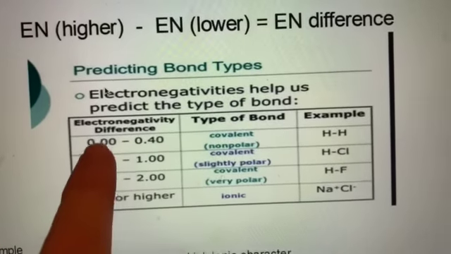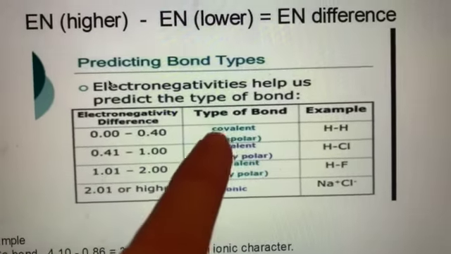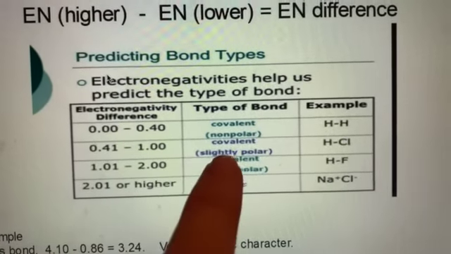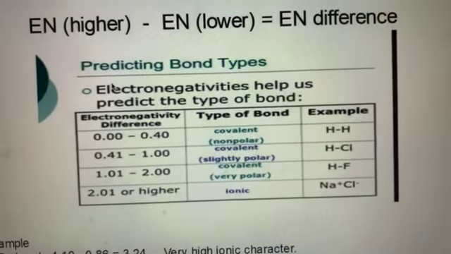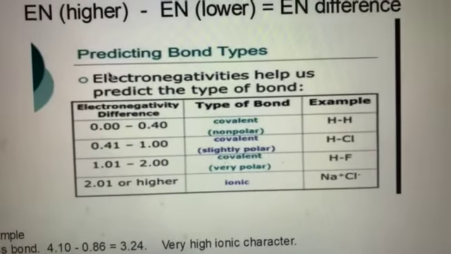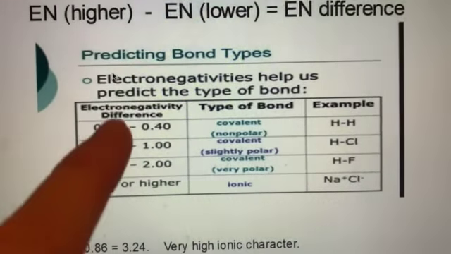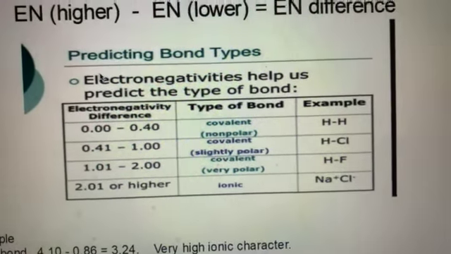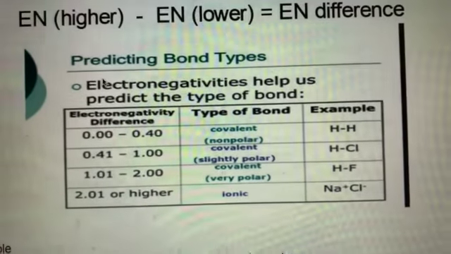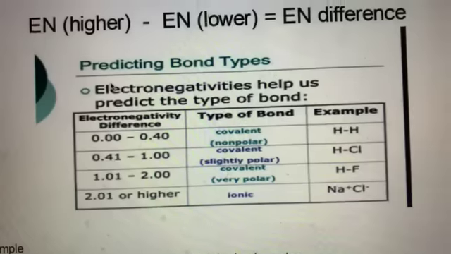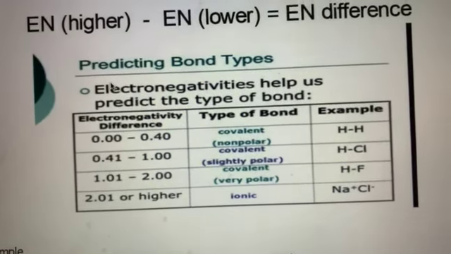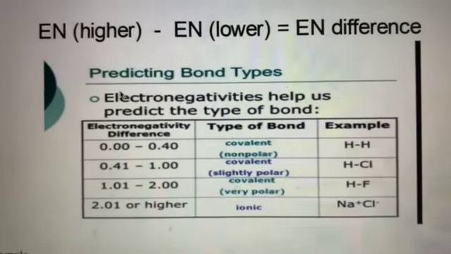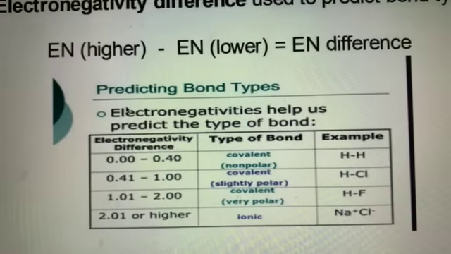If you get between 0 and 0.4, we consider that a covalent bond. If you're between 0.4 and 1, it's still covalent, but it's called slightly polar, and we're going to talk more about that later. If our difference is basically 2 or higher, we consider that an ionic compound. We can use that little shortcut for metals and nonmetals and two nonmetals. For our purposes, certainly, if you move on in chemistry, you will deal a lot more with these electronegativity differences.